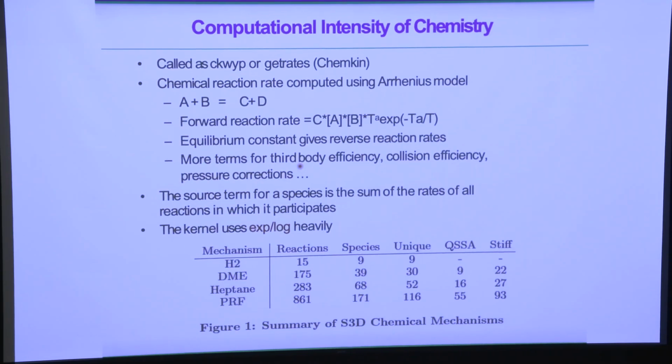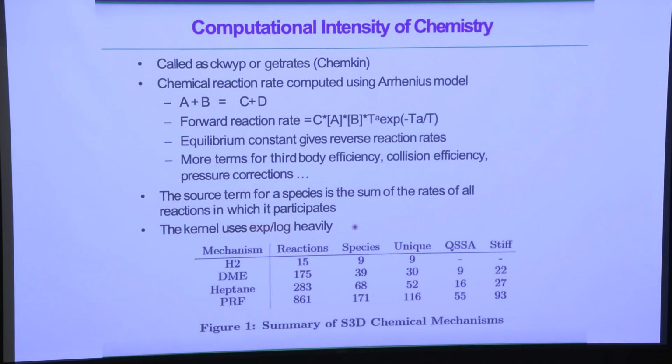And then when we deal with pressure effects, we also have to consider three-body efficiencies, so collisions of three atoms or molecules and their collision efficiency. There are pressure correction terms that have to be added. And then the source term for a given species is the sum of the rates of all the reactions in which that species participates. Normally that's not that many, maybe a handful, so therefore there's room for exploitation for those correlations.